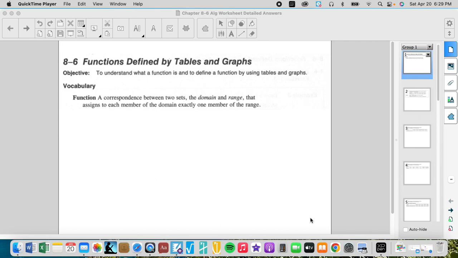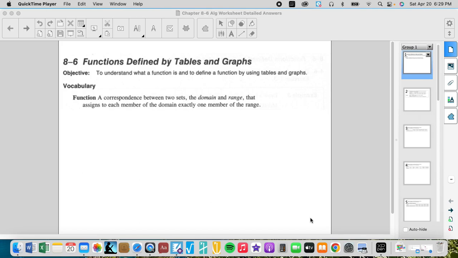Chapter 8, 6: functions defined by tables and graphs. Now, this is an interesting section. This is more of a comprehension section, really good for deeper meaning and understanding how things are related. So we want to understand what a function is and define a function by using tables and graphs.